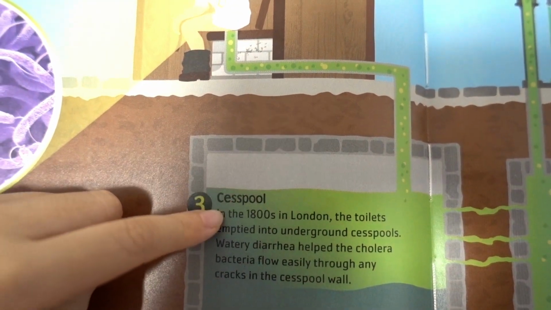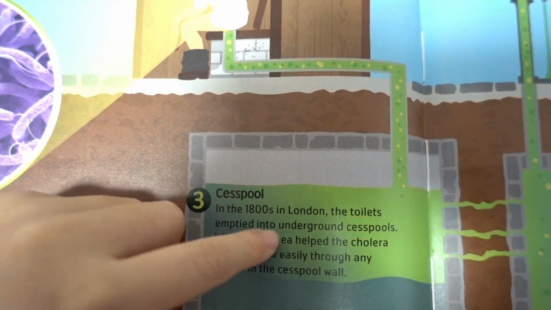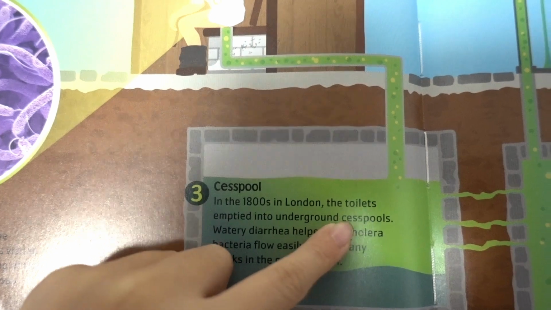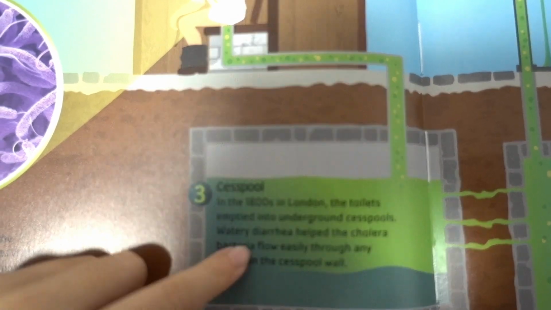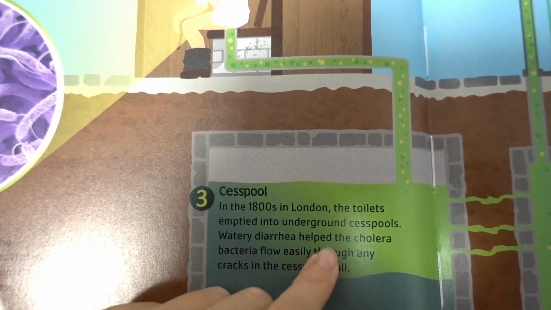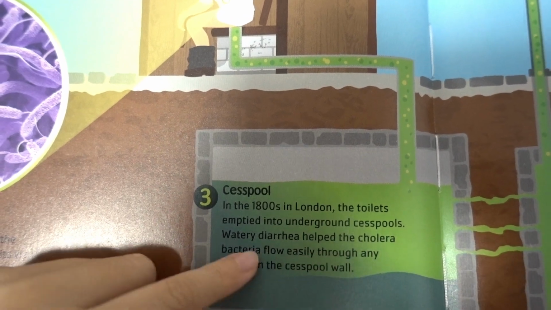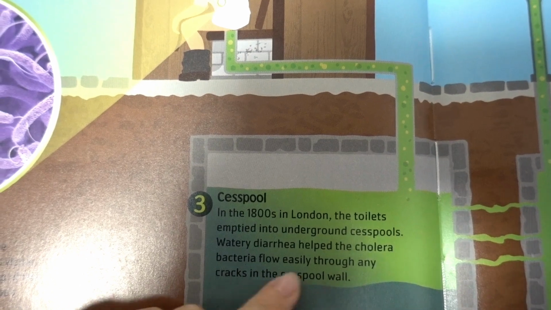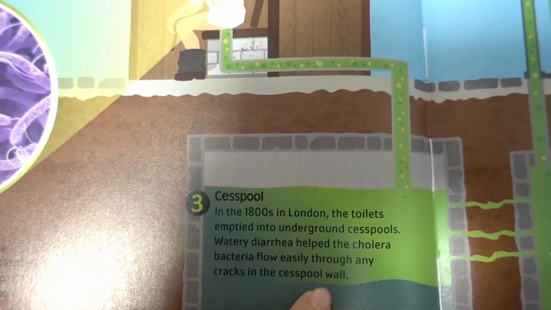Cesspool. In the 1800s in London, the toilets emptied into underground cesspools. Watery diarrhea helped the cholera bacteria flow easily through any cracks in the cesspool wall.